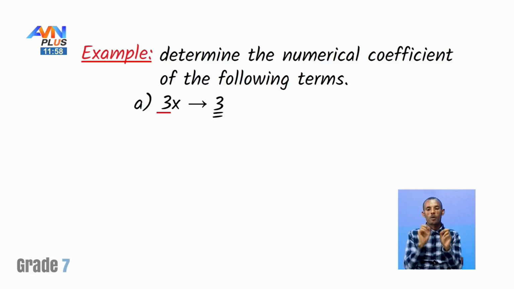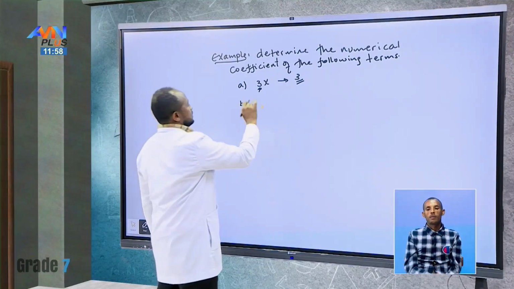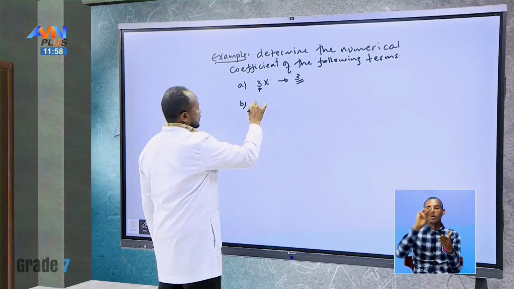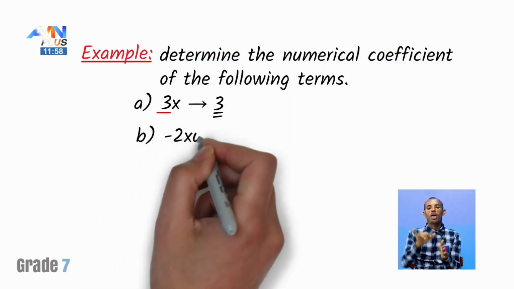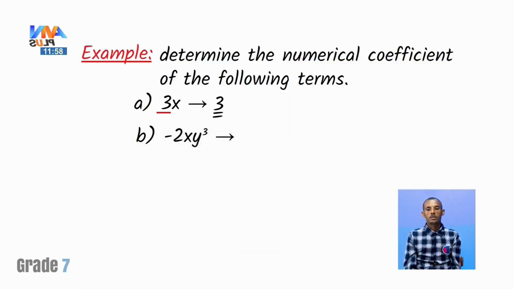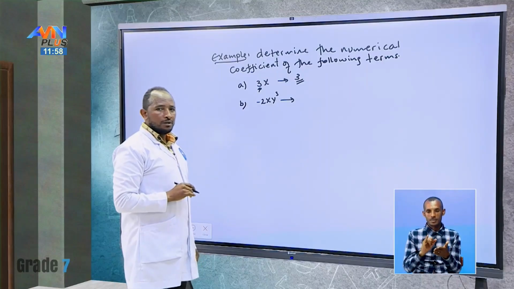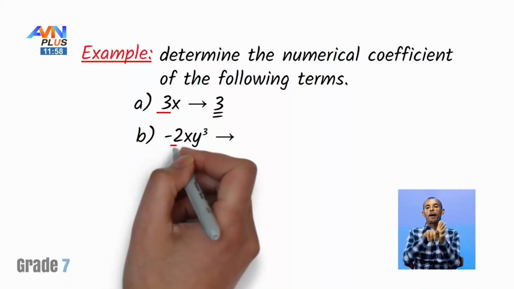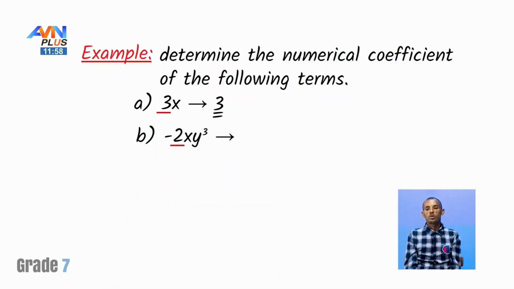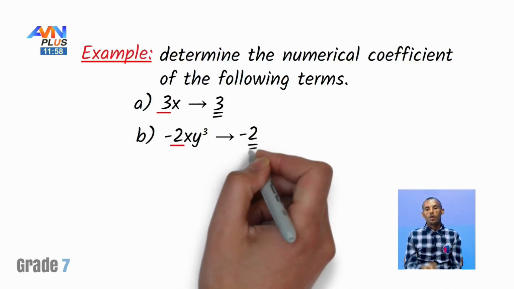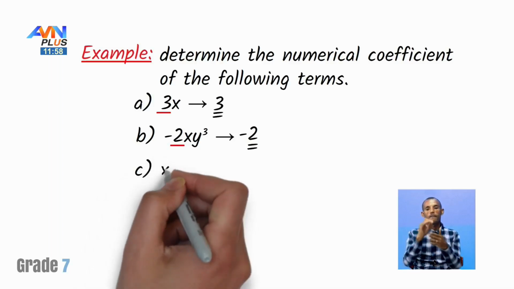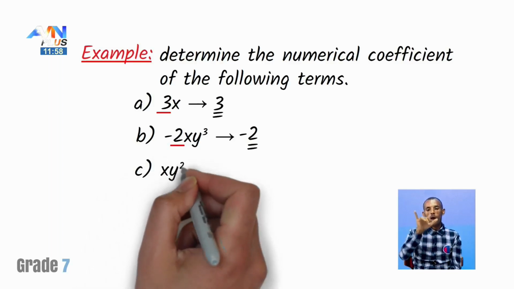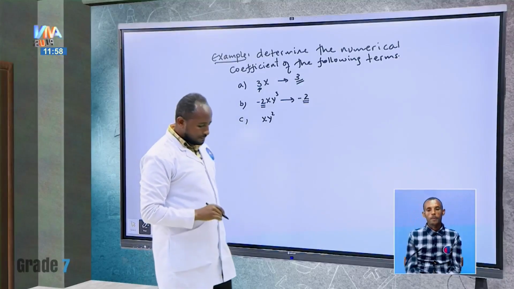Okay, let's take this one. What is the numerical coefficient of negative 2xy cubed? What is the numerical factor of this one? The answer is negative 2. The numerical factor is negative 2. How about this one? What is the numerical factor of xy squared?